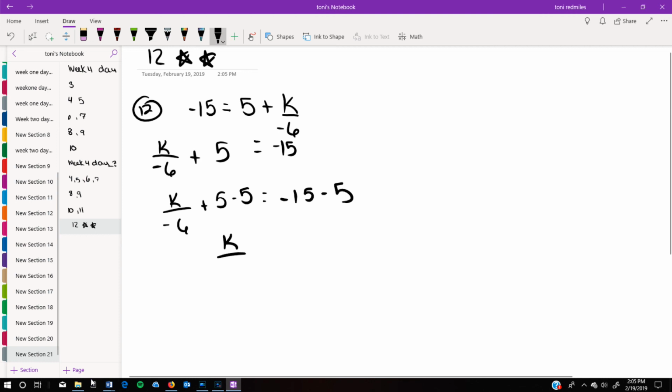It's going to give me k over negative 6 equals a negative 20. To get rid of this 6, I have to multiply negative 6 to both sides. That's just going to leave me with a k. 2 negatives make a positive. 6 times 20 is 120.